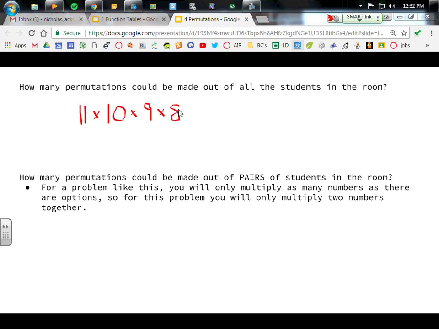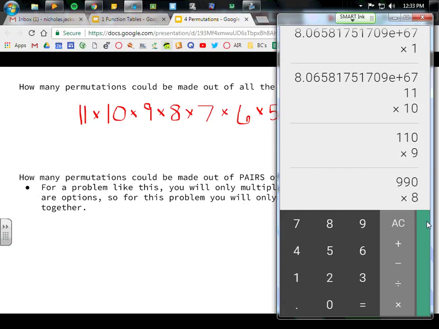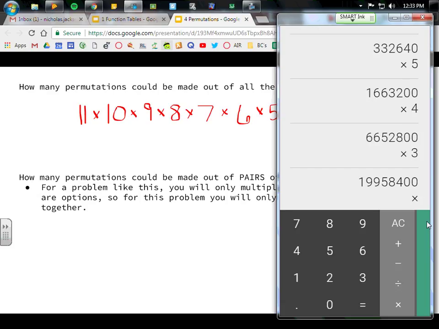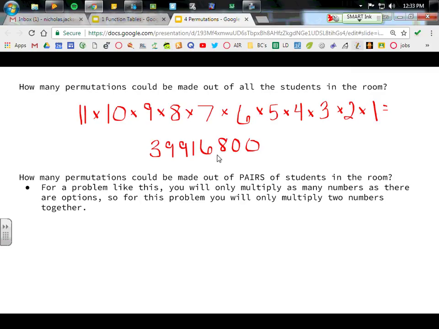And I keep multiplying in that fashion. And when I do that, I get 39,916,800. That is a lot of options. That's all the possible ways I could arrange just 11 students in my classroom, over 39 million arrangements, permutations.